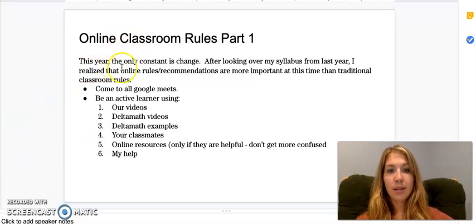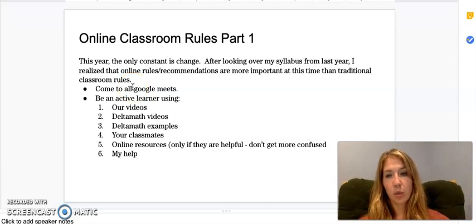So this says, this year the only constant is change. After looking over my syllabus from last year, I realized that online rules and recommendations are more important at this time than traditional classroom rules. So to be a successful student in this class, these are basically the things you want to do. Come to all Google Meets, be an active learner, using the videos.